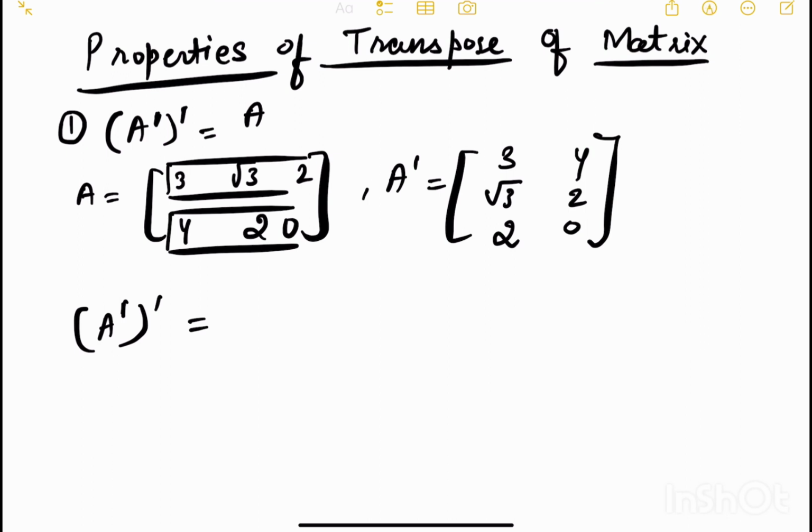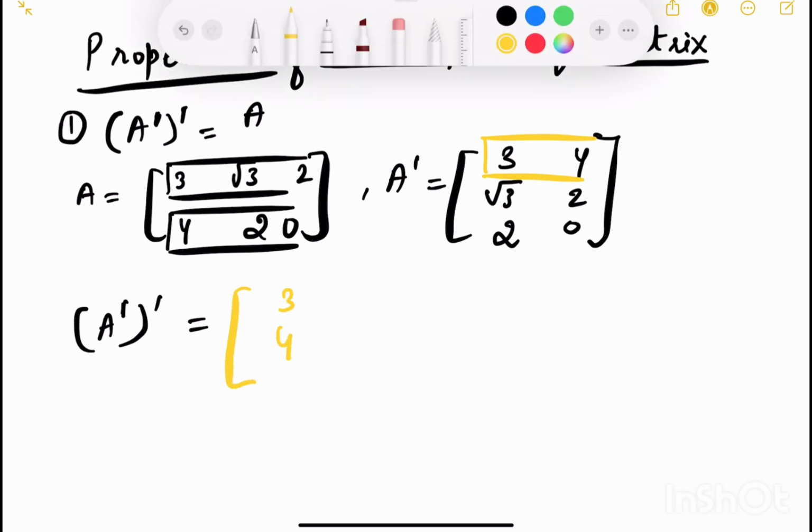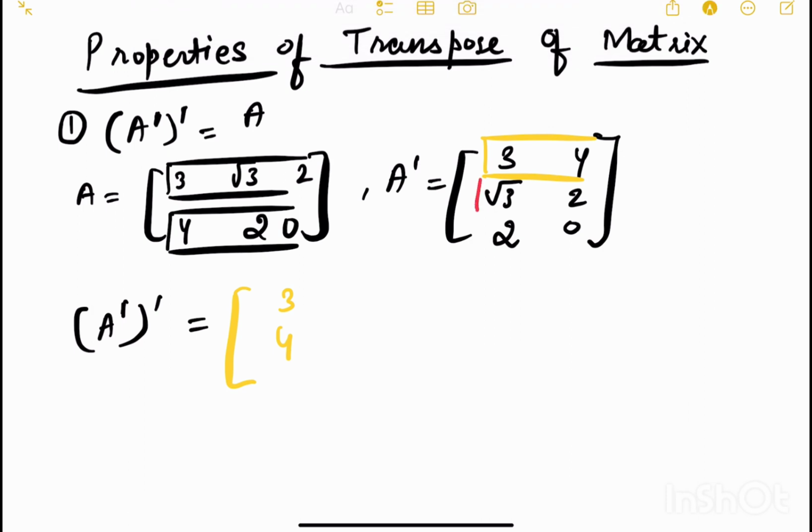Now again, we will focus on the rows of my resultant matrix. It is 3, 4, so this will become my first column. Now what is my other row? It is root 3, 2, so this will become my second column. Now lastly, this is my 2, 0, so this will become my third column.